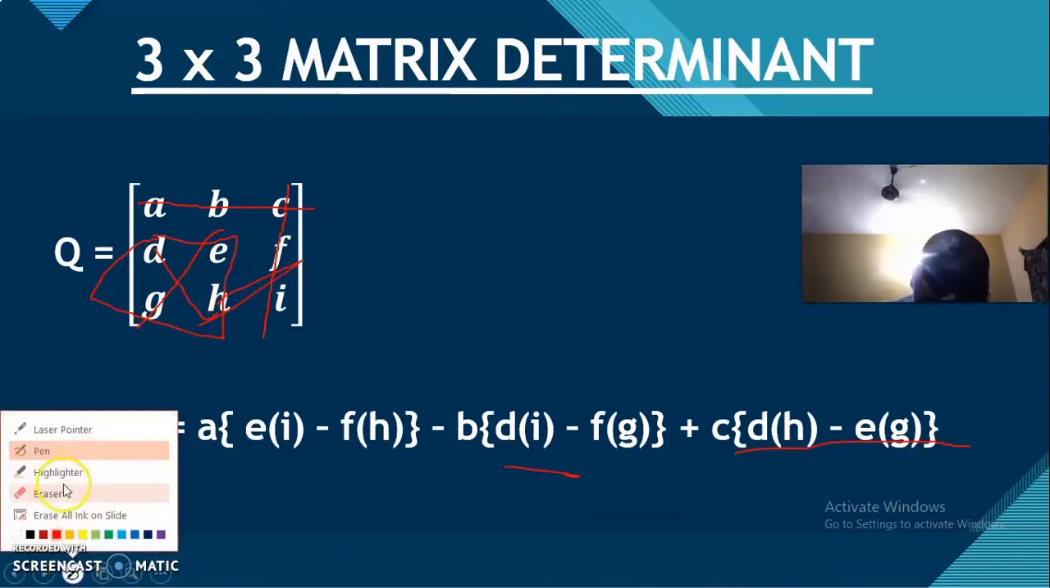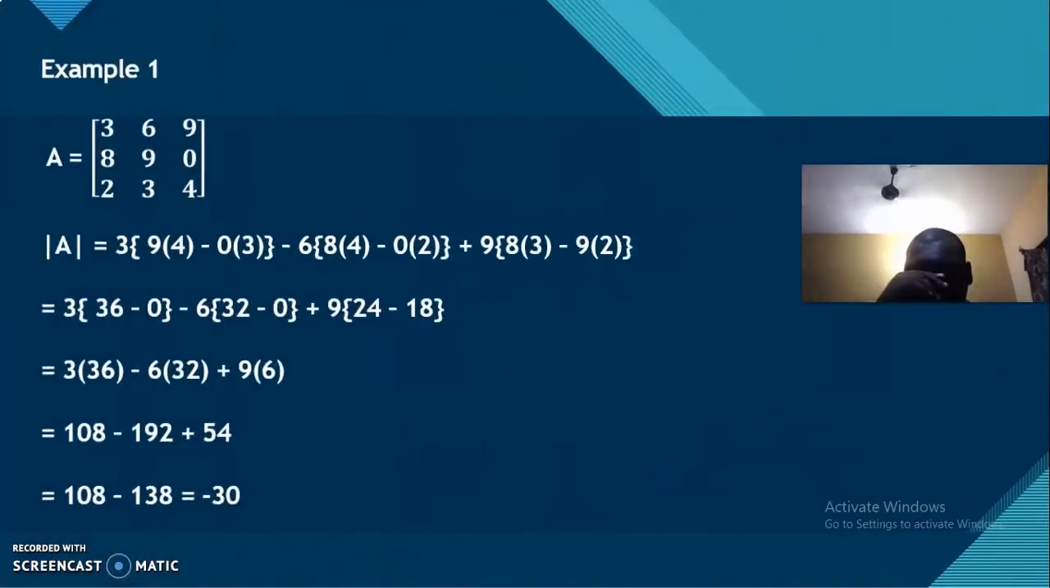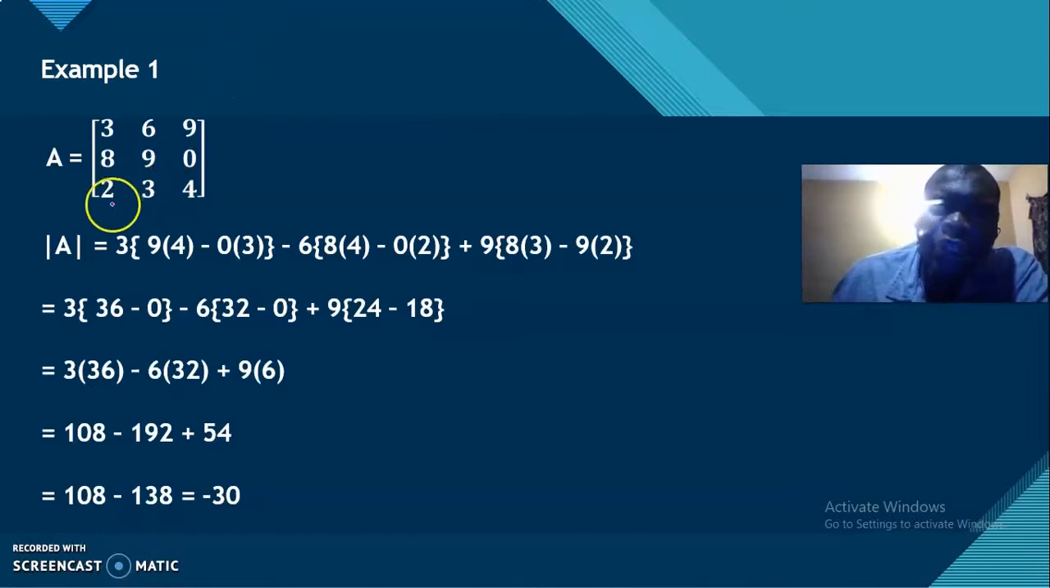So let's now move to the first example, Example 1. Find the determinant of A, which has the elements 3, 6, 9, 8, 9, 6, 8, 9, 0 and 2, 3, 4. So let's look for the determinant.